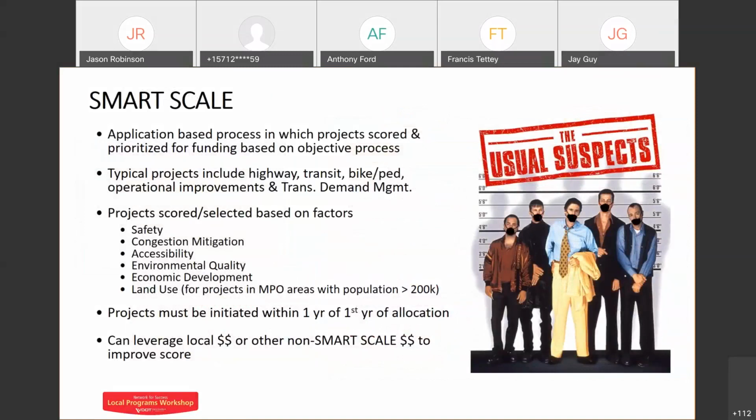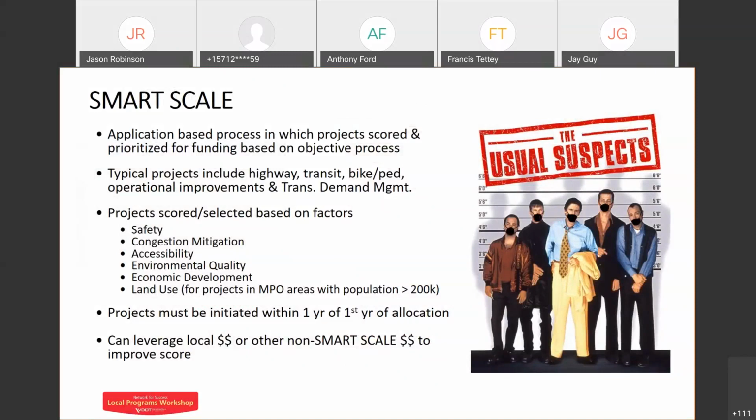So Smart Scale is always kind of the usual suspect. That's the one that everybody goes to first as their potential funding opportunity. And I don't want to say that it's not a good funding opportunity. It can very well be. And our agency has shifted a lot of resources behind Smart Scale project funding over the last few years.